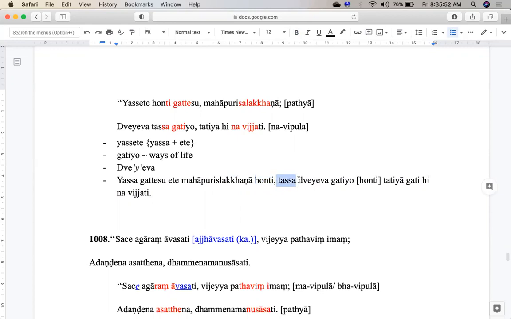So there are only two types of way of life, only two kinds of destination. There is no other destination. That gati, there is no other destination or way of life. So only these two can happen to him, no other.